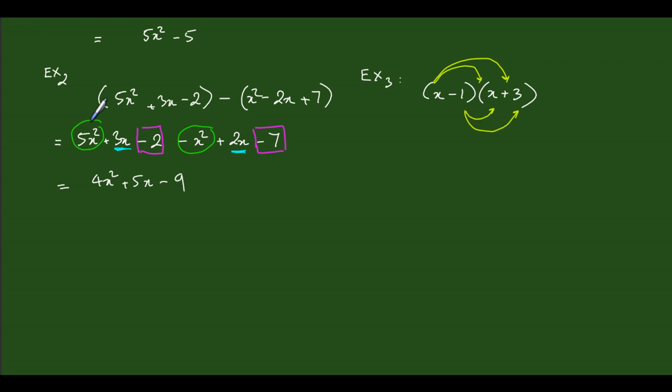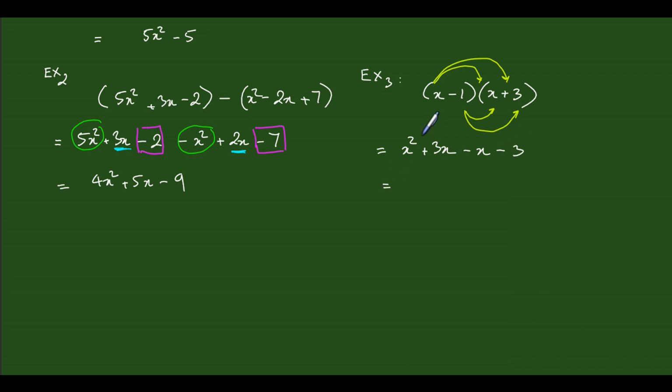Okay, and what I have: x times x is x squared, right? x times 3 is 3x, right? So I finished the top arrow. Now the bottom arrow: negative 1 times x is negative x. Make sure you multiply the sign. So negative 1 times positive 3 is negative 3.